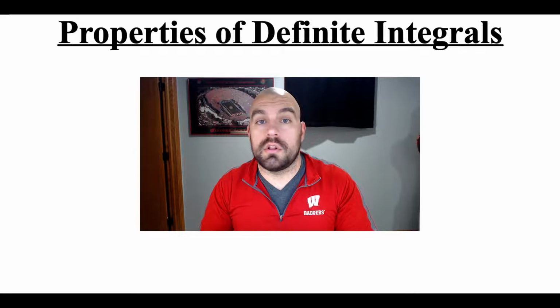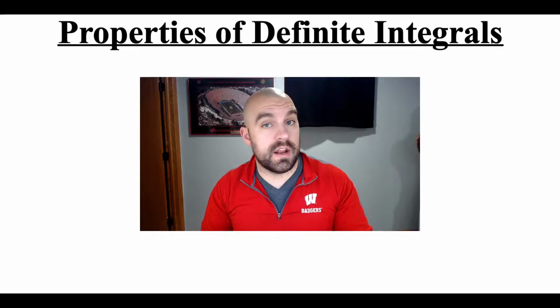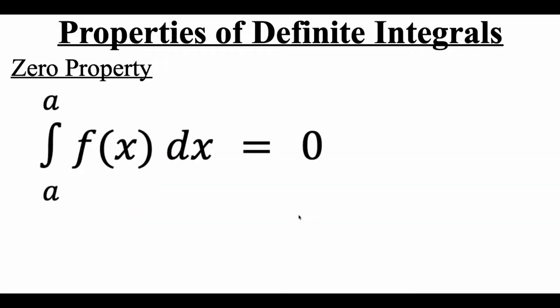In this video, we're going to look at properties of definite integrals. So the first property we've got is called the zero property. If we're doing the integral of some function f of x from some value a to some value a, then that integral is going to be 0.